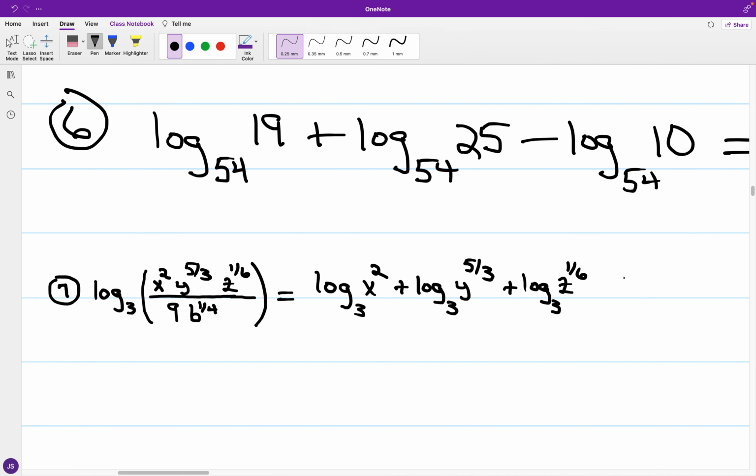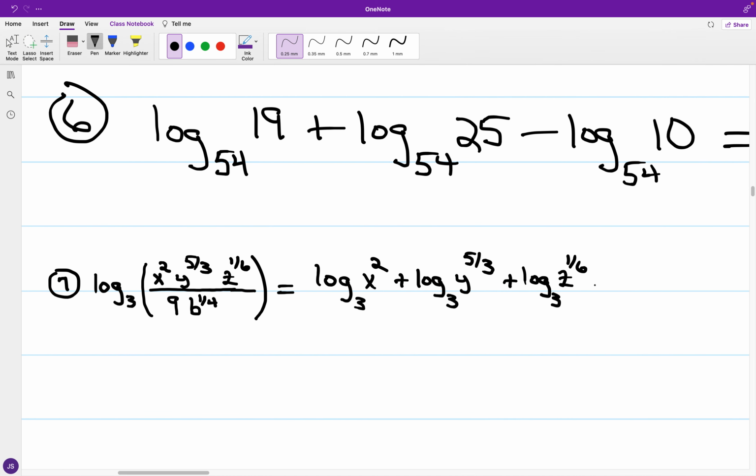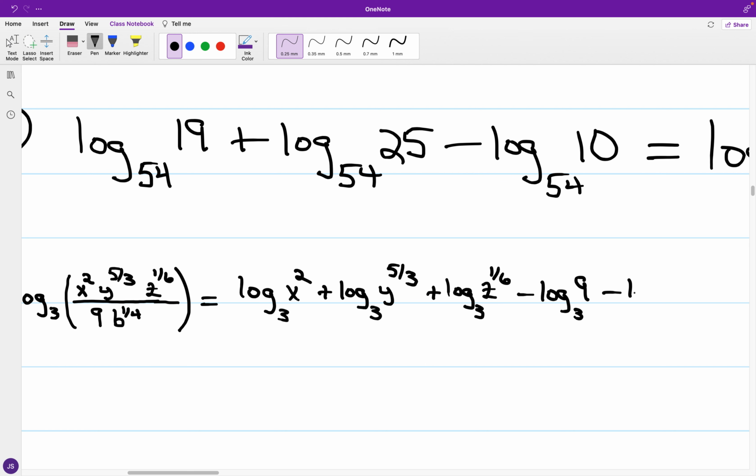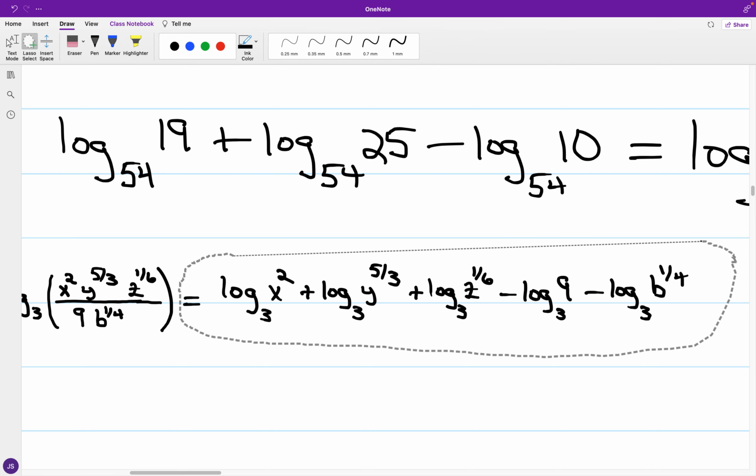Now, with 9 and b to the 1/4 in the denominator, once I write these factors out individually as attachments to base 3 logarithmic terms, we're going to have subtraction. So you have minus the base 3 logarithm of 9. You have minus the base 3 logarithm of b to the 1/4. And again we'll be looking at converting from exponents to coefficients.